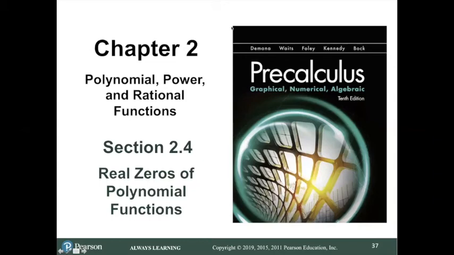Welcome to the Chapter 2, Section 4 video, where we'll be looking into how to find the zeros of polynomial functions. Remember, in our last section, we looked at finding zeros by factoring. This is going to look at finding the zeros if the polynomial doesn't seem factorable, or if it's a higher degree that you aren't sure how to factor.